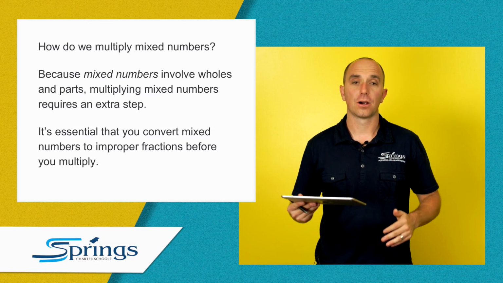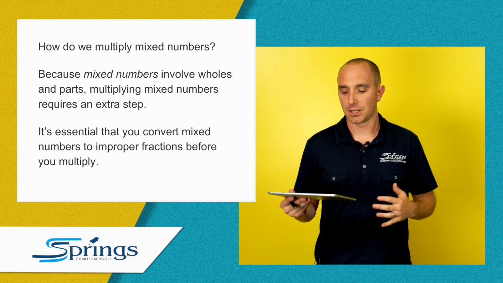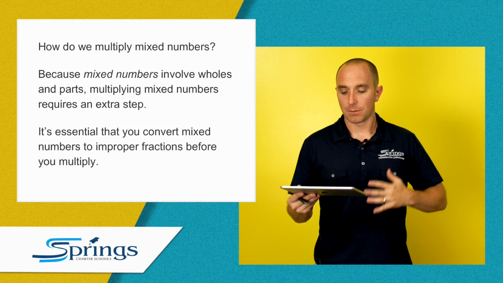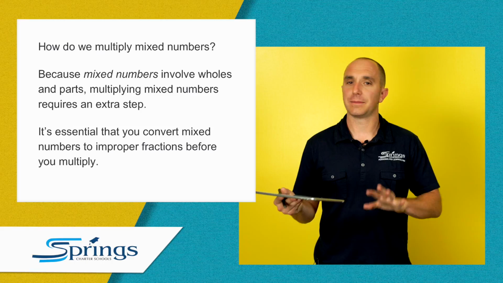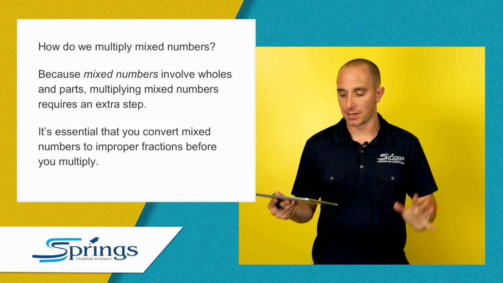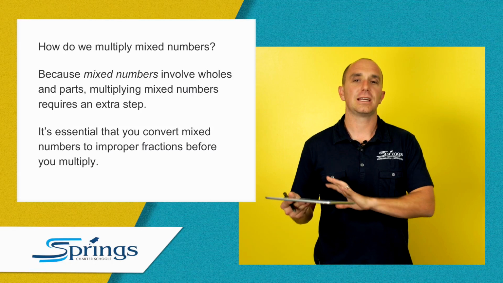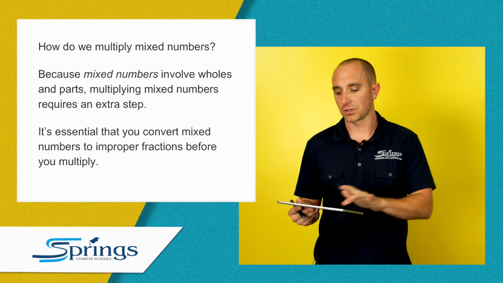Okay, so now, what we were talking about at the intro. How do we multiply mixed numbers? All right, because mixed numbers involve wholes and parts, multiplying mixed numbers requires an extra step. It's essential. I mean, when I say essential, it's mandatory that you convert a mixed number into an improper fraction before you multiply. It makes life so much easier. If you don't do it, you're in a world of hurt. So let's take a look.